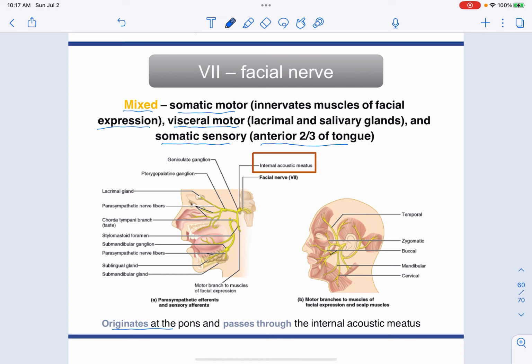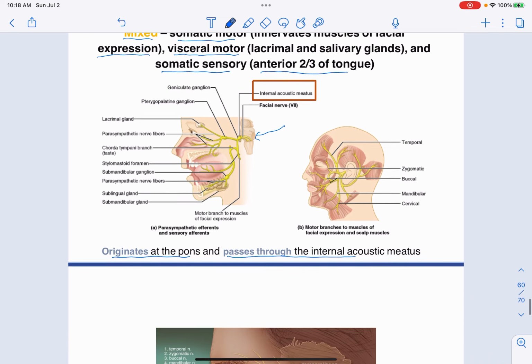It originates at the pons, so you can see that here, and it is going to pass through the internal acoustic meatus. Do you remember that canal? That's where it's going to pass through. Once it passes through that canal, it is going to make a series of branches so that it can innervate all of those tissues that I just went over.